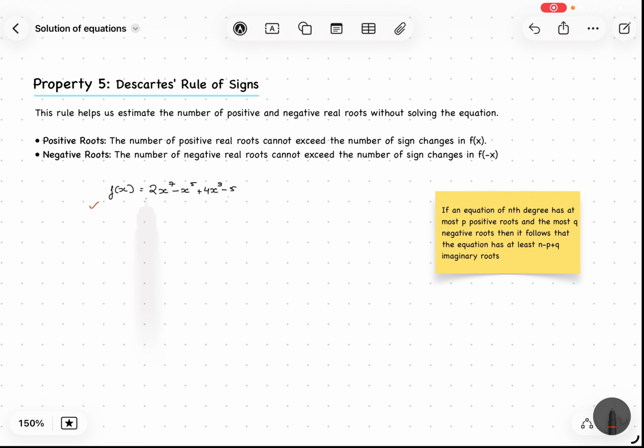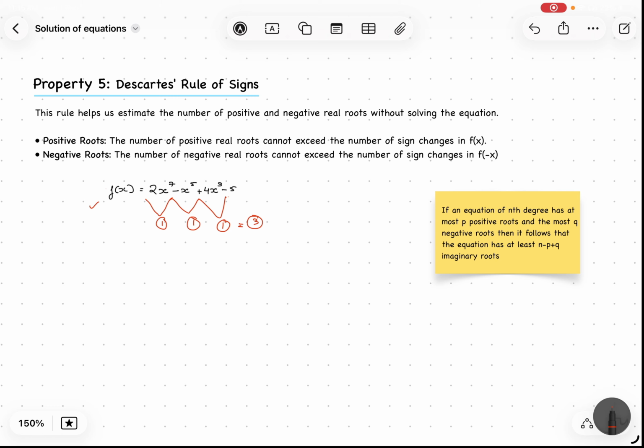The number of sign changes here are: from plus to minus it is 1, from minus to plus it is another 1, from plus to minus it is another 1. So we have 3 sign changes. That means it has maximum 3 positive roots. It can be 1 positive real and 2 complex conjugate, 3 positive roots, or 0 positive real roots, meaning 1 negative real root or complex pairs.